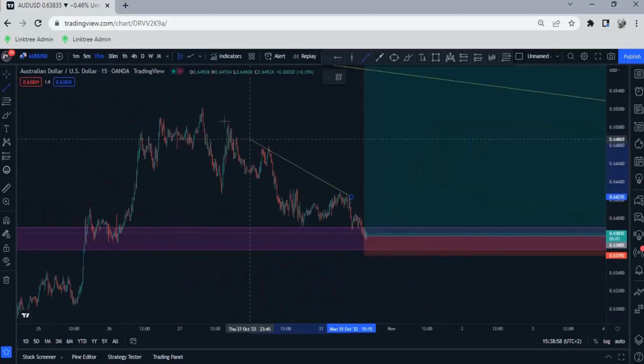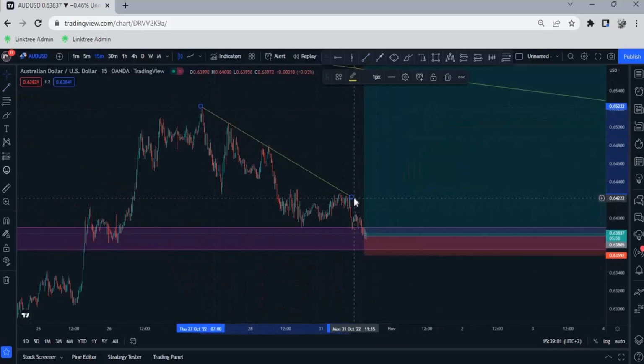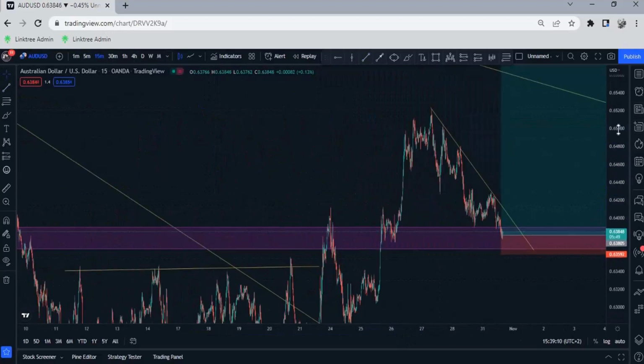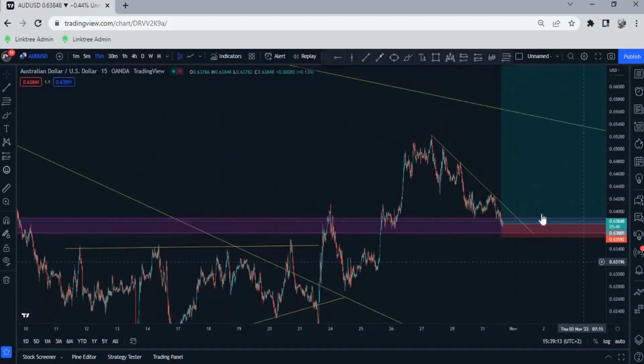In the meantime, I'm going to draw a structure just so I can see exactly where I need to scale in. And for those who don't know what scaling in means, it means adding to my position, the position I entered here. If price starts to go up, then I'll scale in after it breaks this downtrend line. But if it hits my stop loss, then fuck it, right?